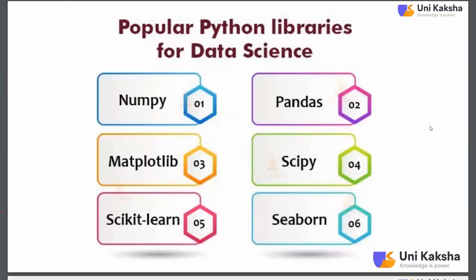Okay, so these are some of the popular Python libraries for data science. NumPy, that is Numerical Python. Pandas, this is to read the data sets. Matplotlib, this is to visualize the data. SciPy, this is the scientific library, as well as scikit-learn. This is used for the machine learning algorithms. Seaborn to visualize the data, in the form of different plots and graphs. So these are the different Python libraries which we are using for the data science case study. In this particular case study, we are going to use all these libraries.